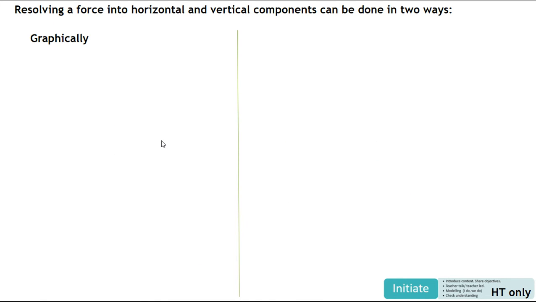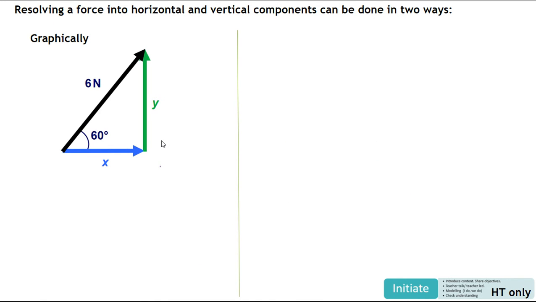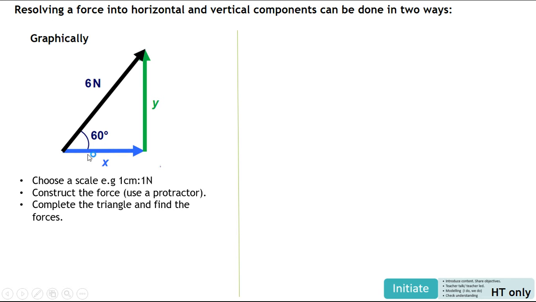How do we do it? We can do it two ways. One way we can do it is graphically. That means by drawing a scale picture and then drawing in the horizontal and the vertical. If I was to do that, I would choose a suitable scale. I would construct the angle with a protractor, and I would complete the triangle and then measure the size of these forces. Now, in the parlance of you young people, that's long, because there's a better way of doing it.